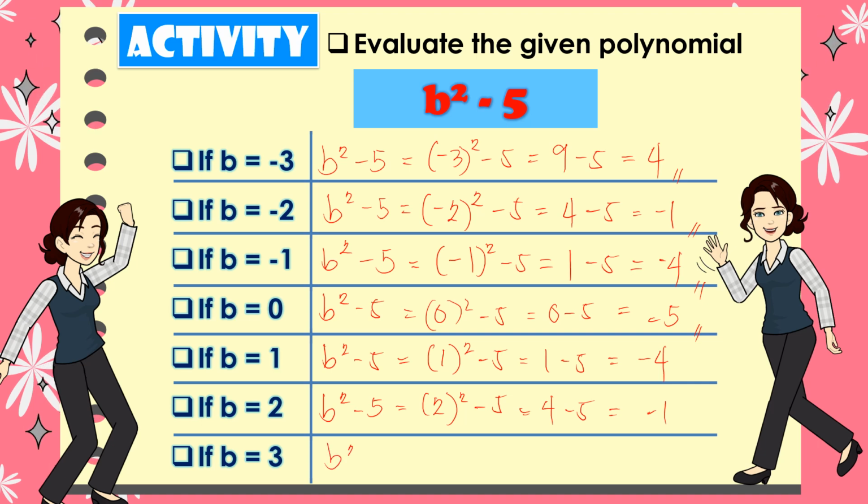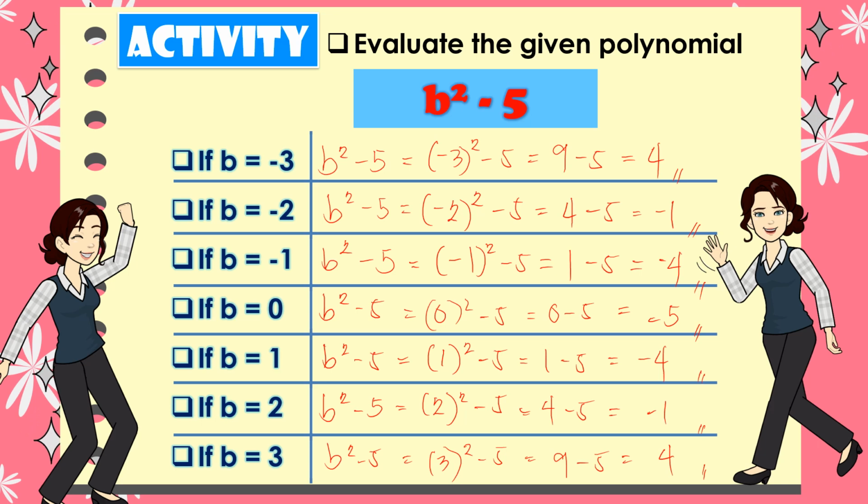So that is b squared minus 5. So plug in natin. So that would give you 3 times 3, that would be 9. 9 minus 5 will give you 4. So did you get the same answer? If yes, congratulations for a job well done.